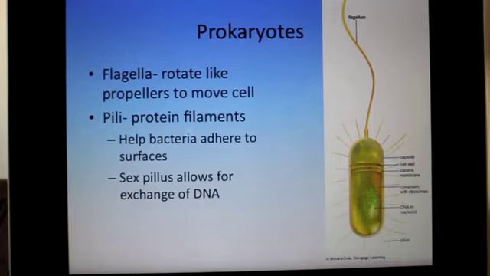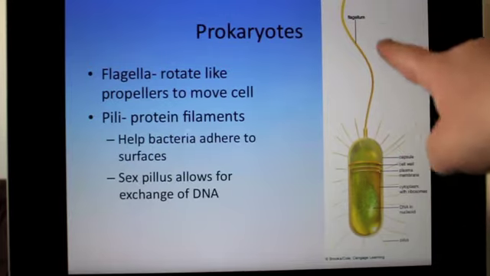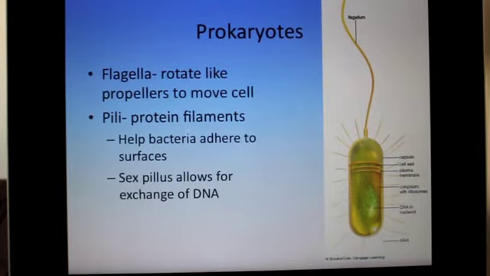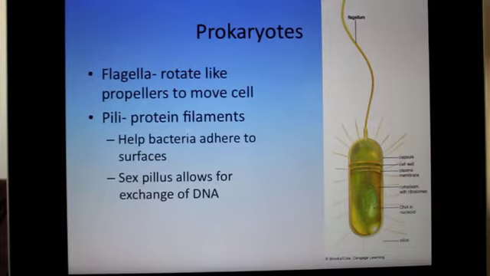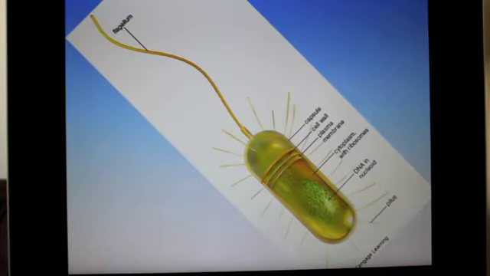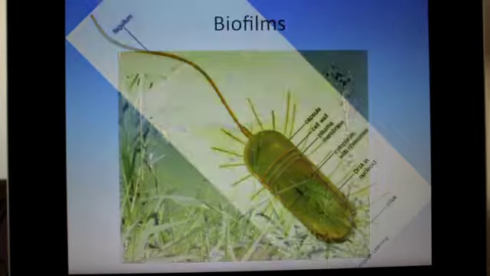Bacteria may also have a flagella. It's rotated like a propeller to help move the cell. And some of them also have these things called pili. They're protein filaments. They're these hairy things here. These help the bacteria stick to things. And in some cases, it helps them have sex. We'll talk about bacteria sex in, I think it's 102. Here is a blown up version of this if you want to take a closer look at it.